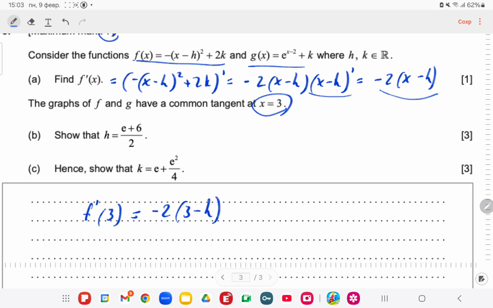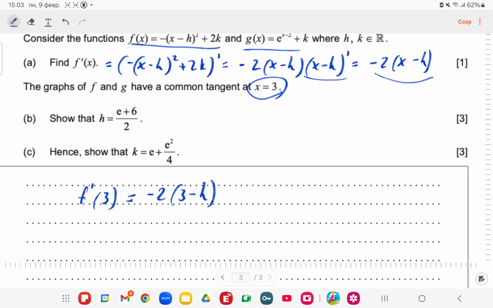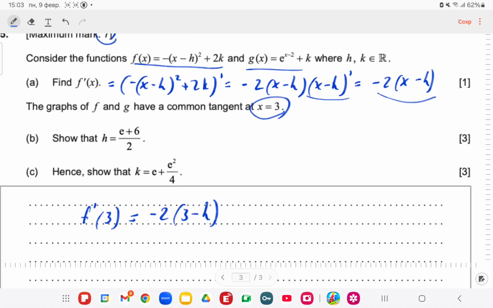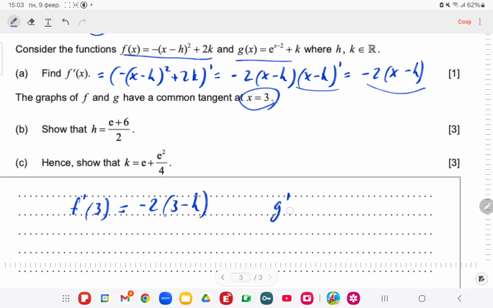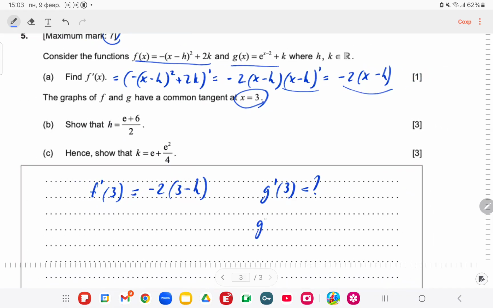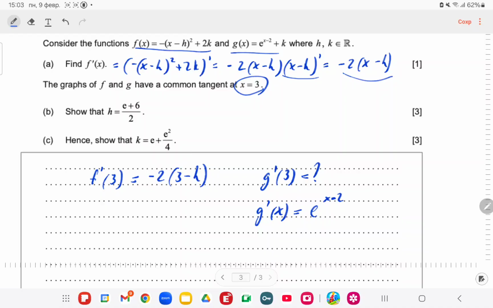Okay, and it's a common tangent. So it means that it's also tangent for the other function, for g of x. That is why let's find this one. So this is the question now. If we find the derivative first, it's going to be e to the x minus 2. This is the derivative of g of x. And now let's plug into g prime of 3. Let's plug 3 instead of x, so it is 3 minus 2. So it is simply e.